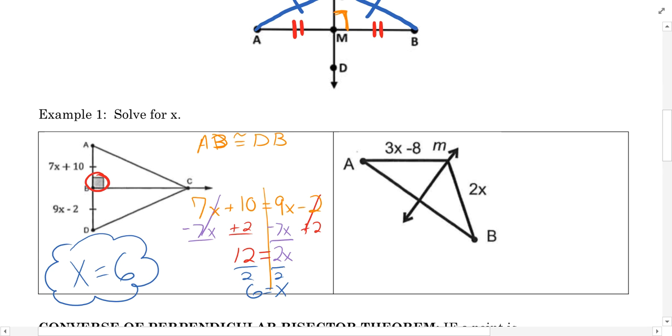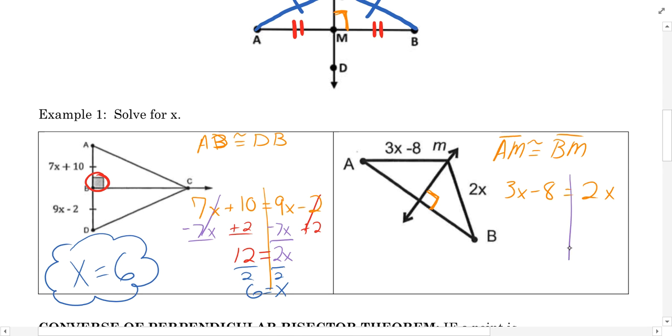So looking at the second part of example 1, again, we're using the perpendicular bisector theorem. Now this does not tell us, but we are just going to, because I am telling you, it is a perpendicular bisector, which means that AM is going to be congruent to BM. So I'm going to set up AM is congruent to BM, line segment. And so 3x minus 8 is going to be congruent or equal to 2x. And so you can go ahead and solve that.